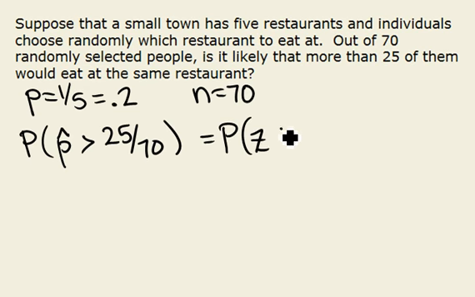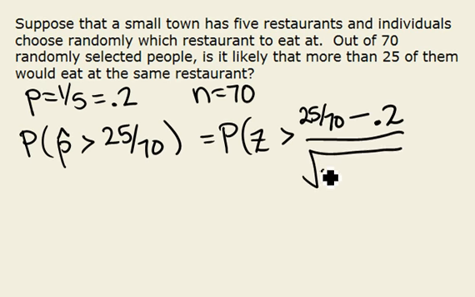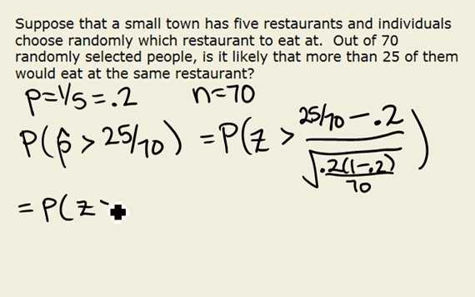And we do that by taking our value, 25 over 70, subtracting the mean p, 0.2, and dividing by the square root of p, which is 0.2, times 1 minus p of 0.2, over our sample size of 70. So calculating the value will give you the probability that z is greater than 3.29.